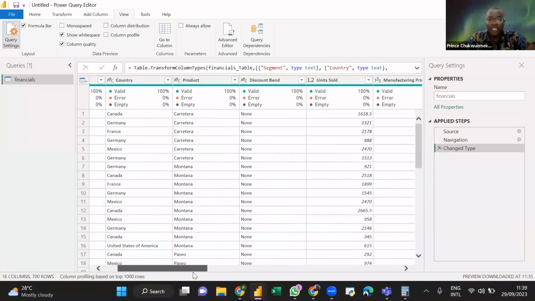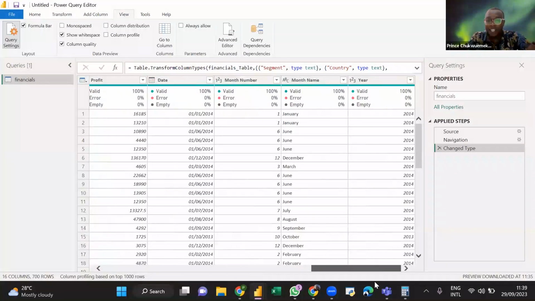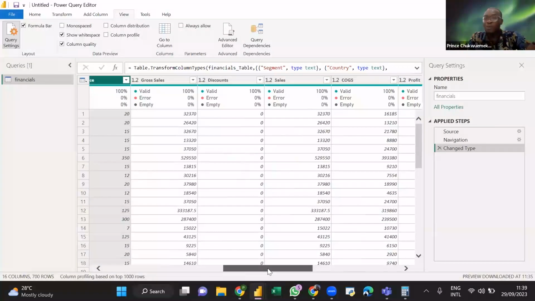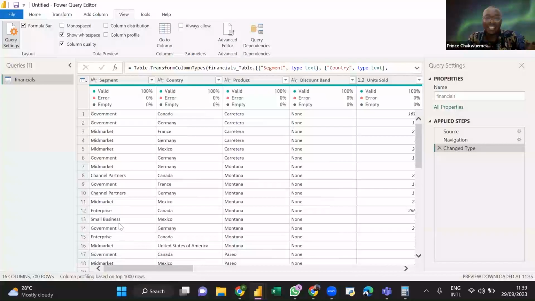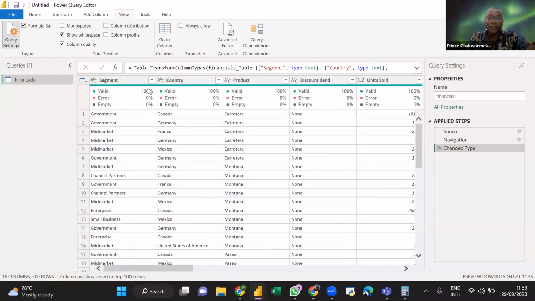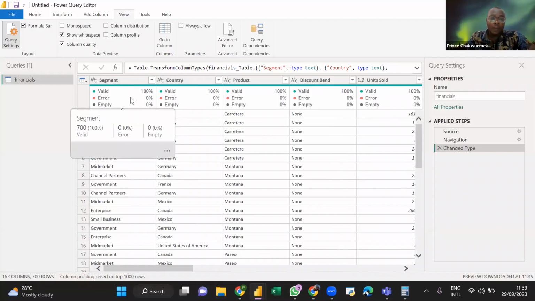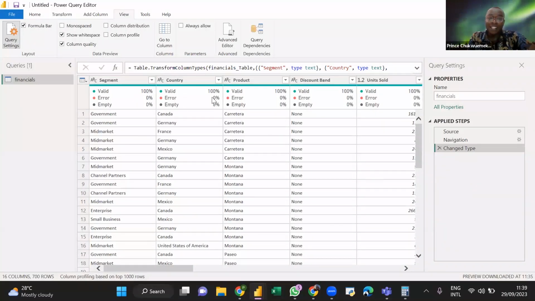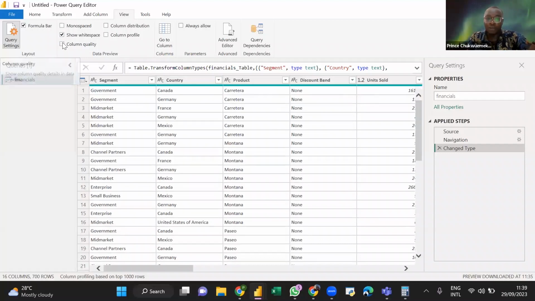So you must make sure that every data you have in the column must be 100% valid. If it is not 100% valid, please don't move ahead to visualize. You must make sure the data is clean enough for visualization. So make sure that every one of your columns here has 100% valid data. That is one thing you can also check when you are transforming data in Power BI.